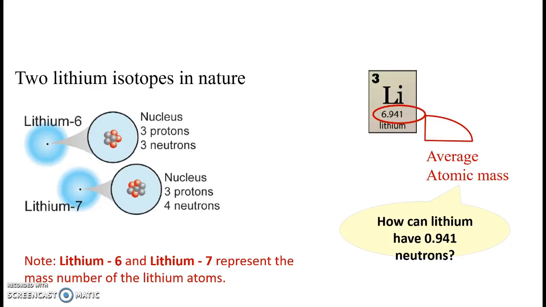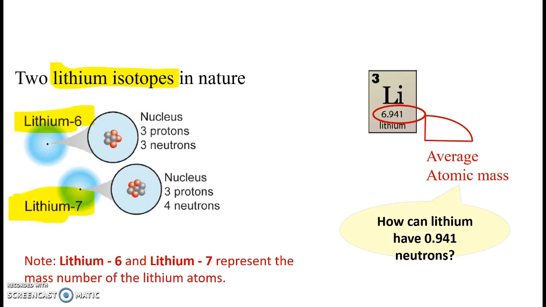In this video, we'll talk about how to calculate the average atomic mass. But before we do that, we need to know what isotopes are. So here we have two lithium isotopes. We have lithium with a mass number of 6, and then lithium with a mass number of 7.